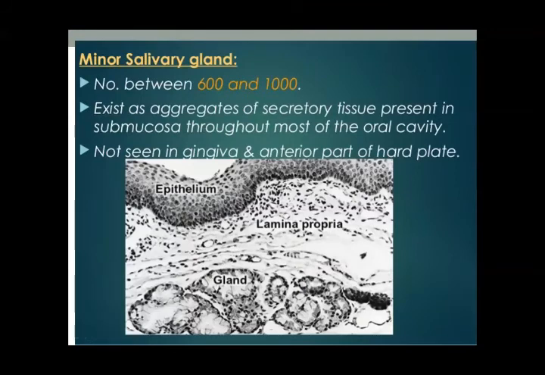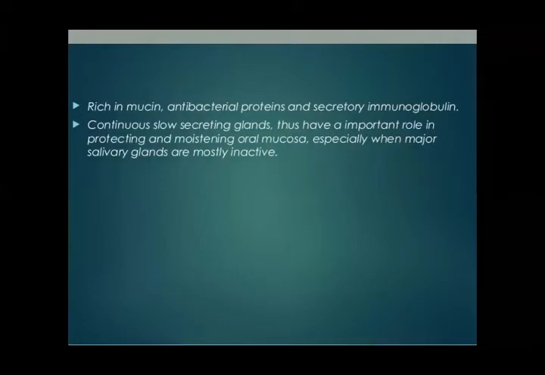Finally, the minor salivary glands, between 600 and 1000, are aggregates of secretory tissue present in the submucosa throughout most of the oral cavity, not seen in the gingiva and anterior part of the hard palate. They secrete mucin, antibacterial proteins and secretory immunoglobulins. Continuously slow secreting, they have an important role in protecting and moistening the oral mucosa, especially when the major salivary glands are mostly inactive.